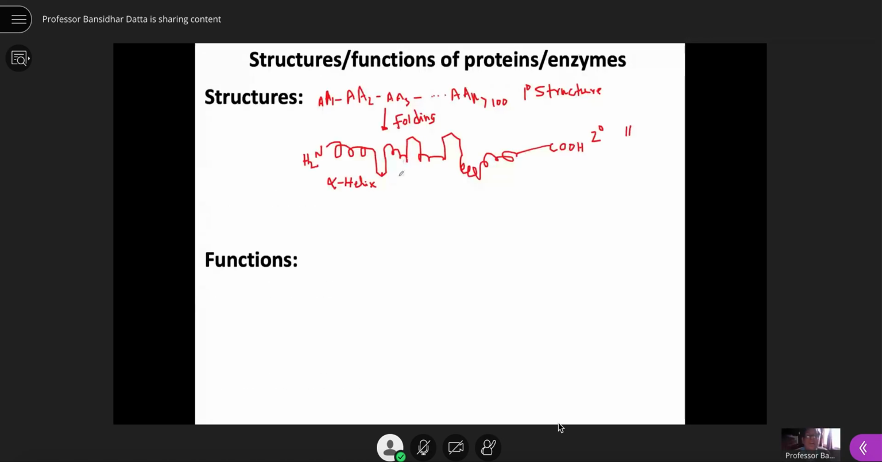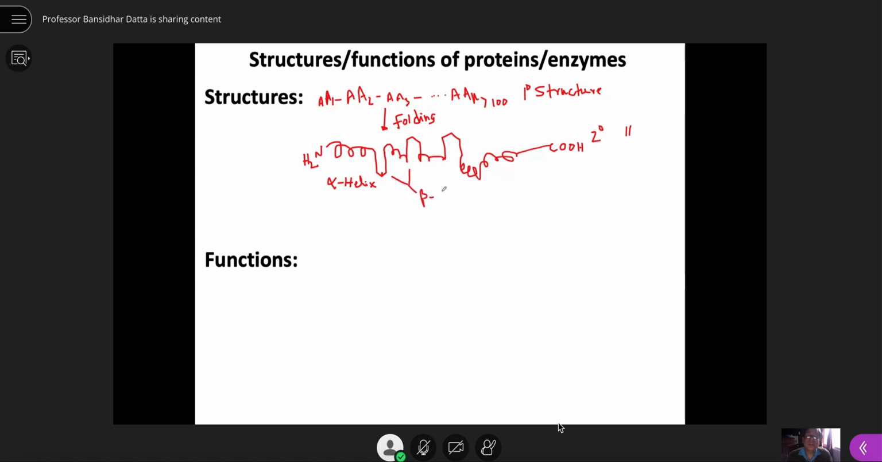All right. So this is called alpha helix, as this one. And then this kind of structure that you see, one this way, one this way, these are called beta sheets. So this is alpha helix.